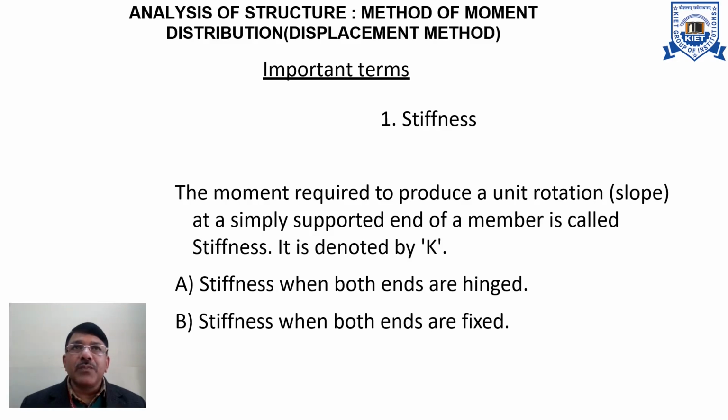For example, the first term, which is very much important, is the stiffness, and this stiffness can be defined as the moment required to produce a unit rotation, or say slope, at a simple end of a member, and usually it is denoted by small k. The stiffness would be computed for two cases: when both the ends are hinged, and when both the ends are fixed, or one end is fixed and one end is hinged.